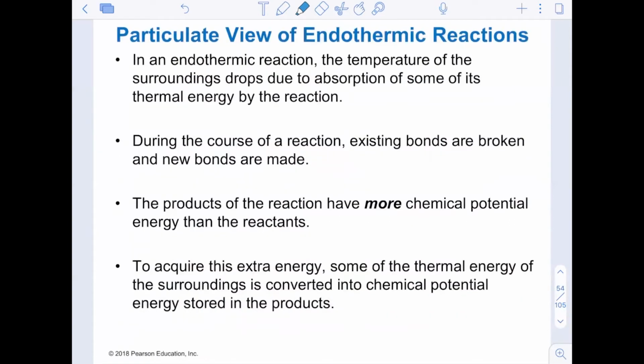Opposite for an endothermic reaction. Existing bonds are still broken and new ones are made, but the products of an endothermic reaction have more chemical potential energy than the reactants. So to acquire this extra energy, some of the thermal energy from the surroundings has to be converted to chemical potential energy and stored in the products.